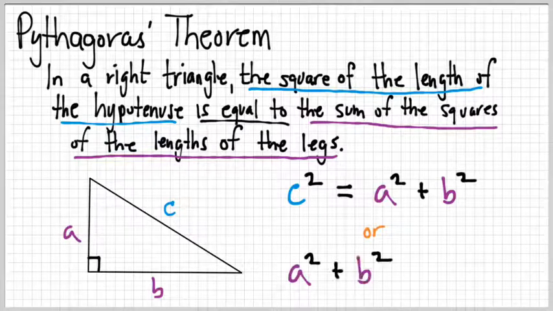It can also be written as A squared plus B squared equals C squared. Either way, it doesn't matter. You're just flipping around the equation, and you'll see it both ways at different times. When you're looking for the hypotenuse, it's good to have it written like this, and later on in a different video I'll talk about finding the legs, and it's good to use this one in that case. Let's look at an example real quick.